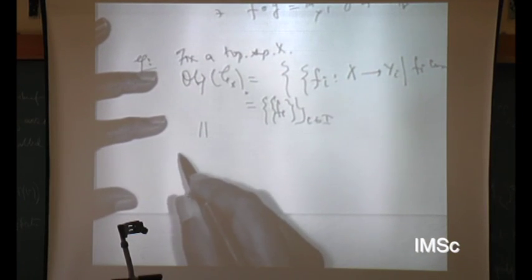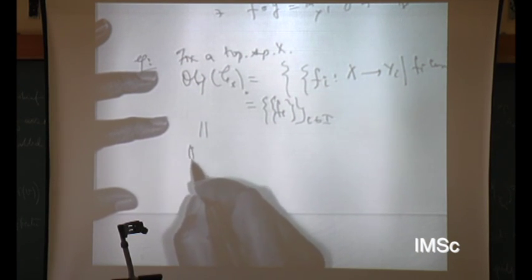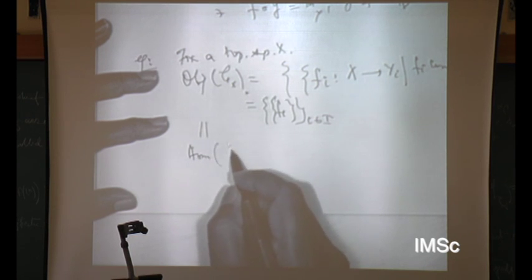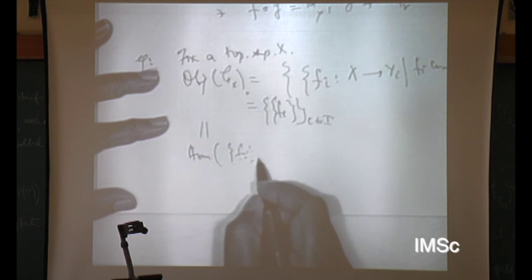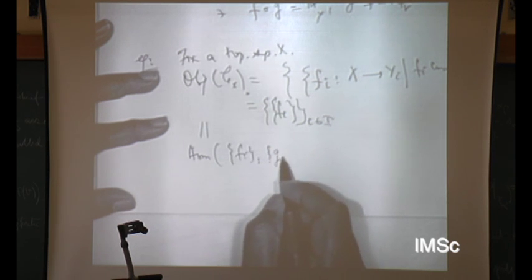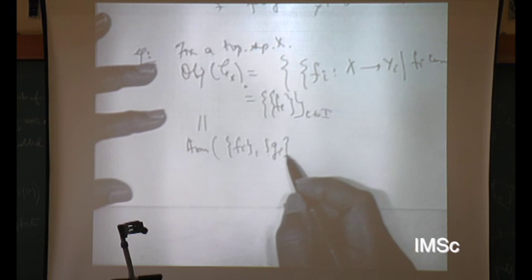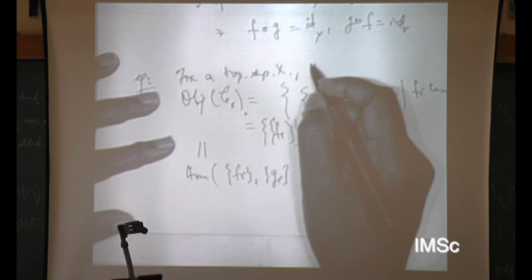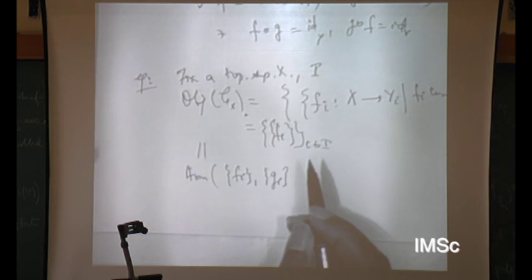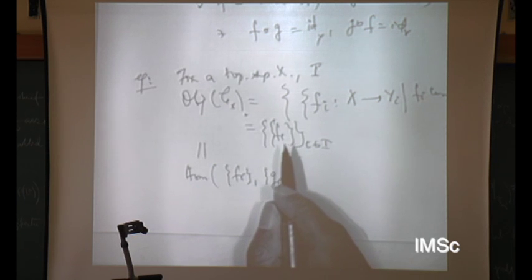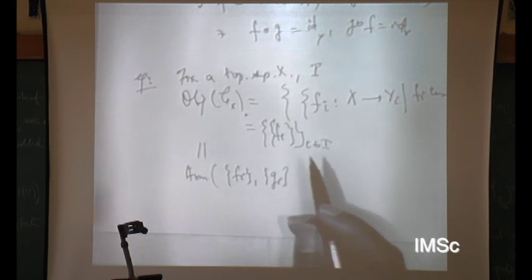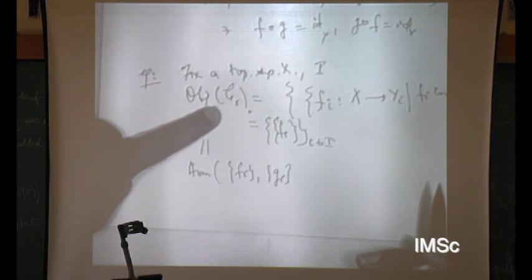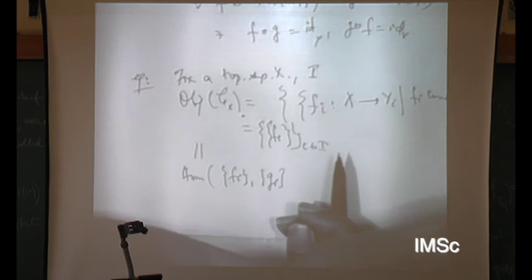Okay. Then I want to tell you what Hom of FI, GI is. In all this, I is also fixed, some index set I that also is fixed. So I'm thinking of I as 1, 2, 3, so then an object here is a collection of three functions from X to somewhere.